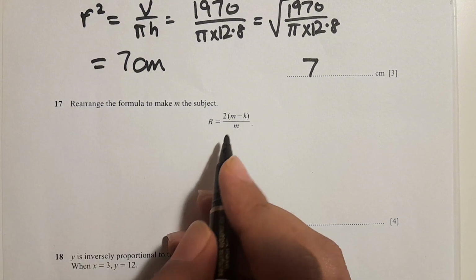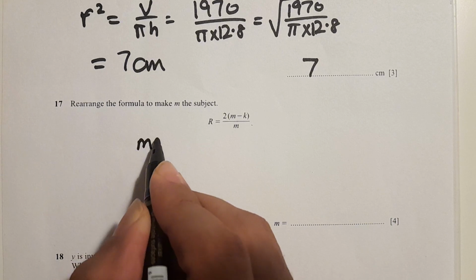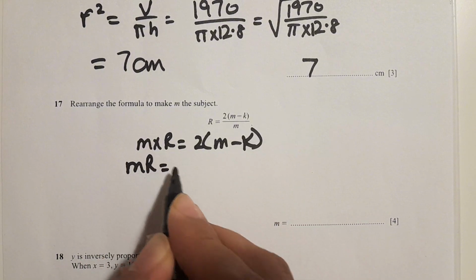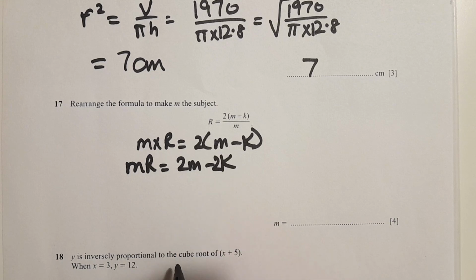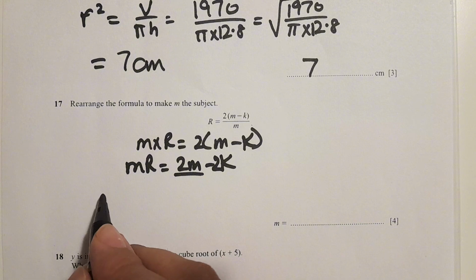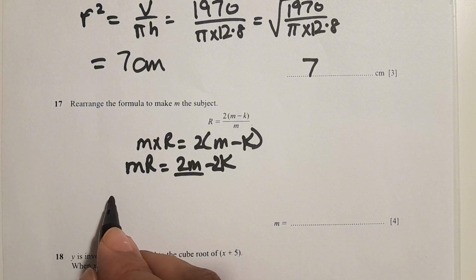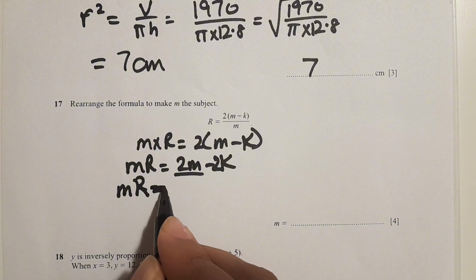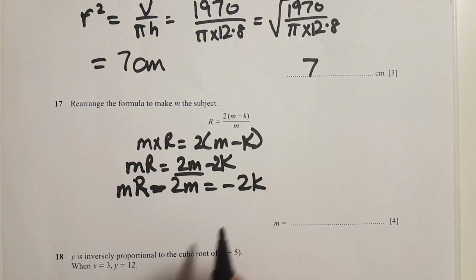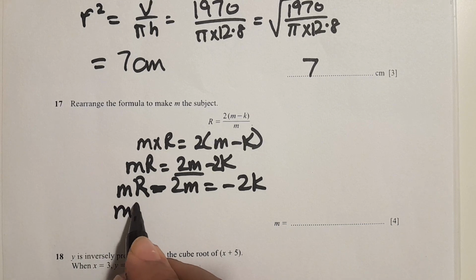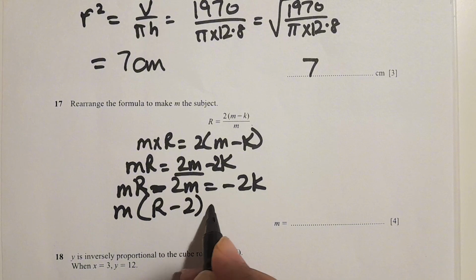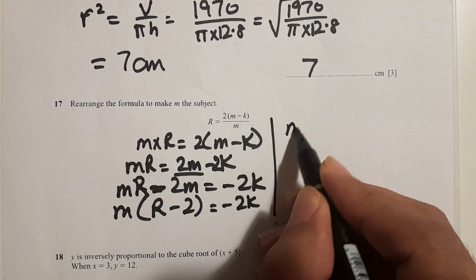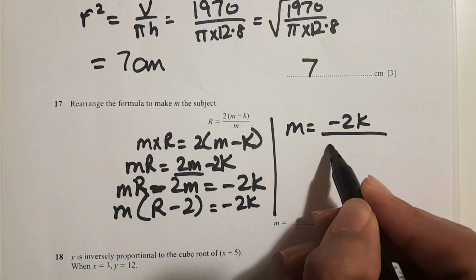So first, we will move m to the left side and write m times r is equal to 2m minus k. Then we will expand this and write m r is equal to 2m minus 2k. Then we will move 2m to the left side, so m r minus 2m is equal to minus 2k. So we will take m outside the brackets and write m times r minus 2 is equal to minus 2k. So m is equal to minus 2k divided by r minus 2.